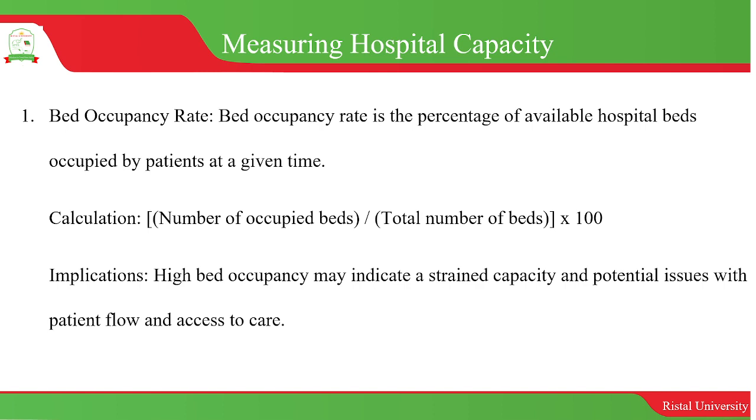Measuring hospital capacity. How do we measure the hospital capacity? There are techniques we use. Number one is the bed occupancy rate. For most of you who have been in clinical practice, this is not a new word for you. Bed occupancy rate is the percentage of available hospital beds occupied by patients at a given time. And we have a formula for calculating this. The formula is given by the number of occupied beds divided by the total number of beds and then times 100. It is a ratio, it's a proportion, so it is in percentage.